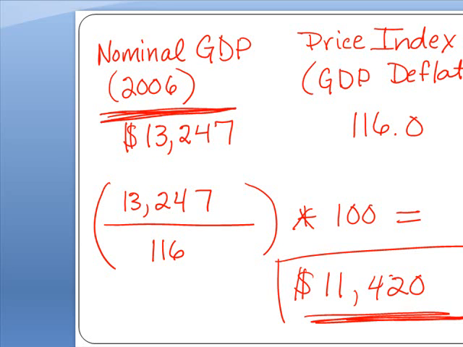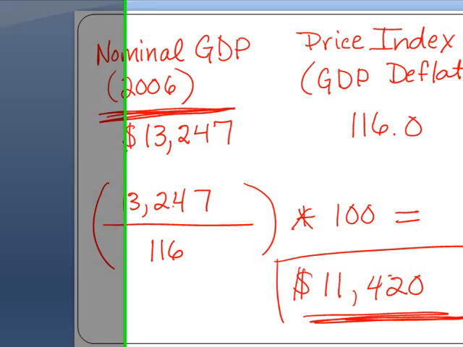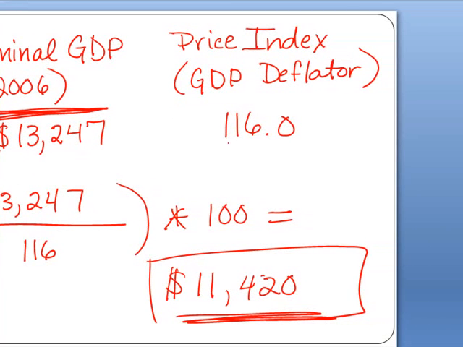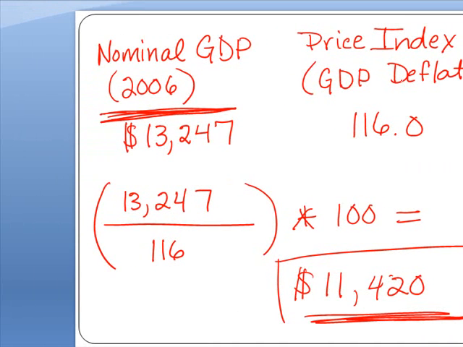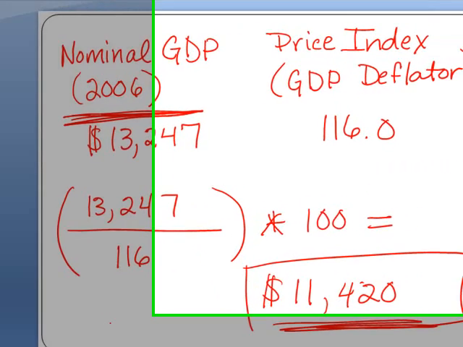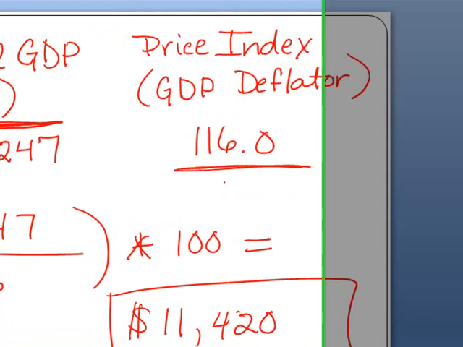So we saw that in 2006, the U.S. had $13.247 trillion of final goods and services that they produced domestically. Now for that particular year, I observed a price index for GDP, also known as a GDP deflator, of 116. What this means is that there was a 16% increase in prices during that time period. So if I'm wanting to find real GDP, I've got to adjust for this 16% increase.